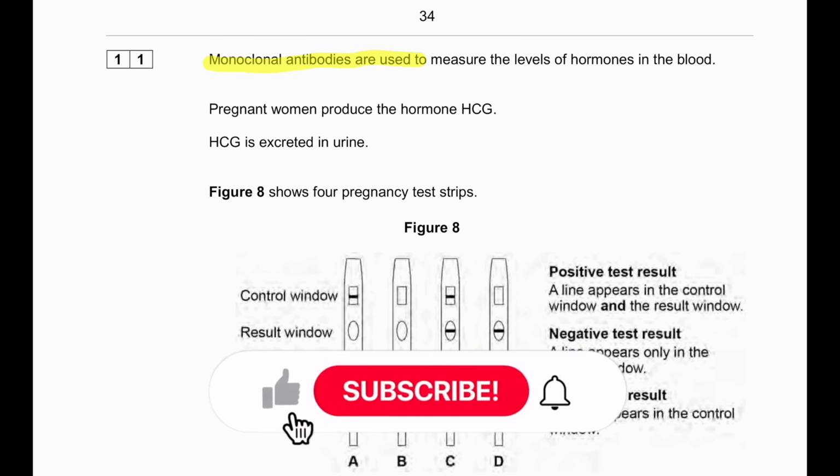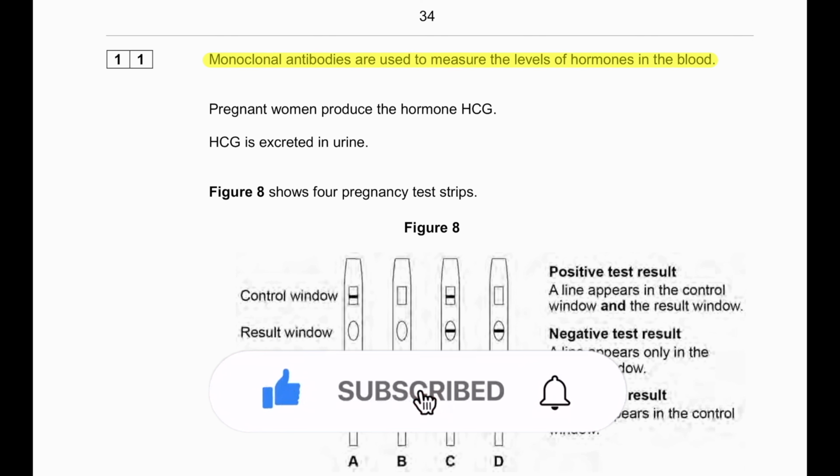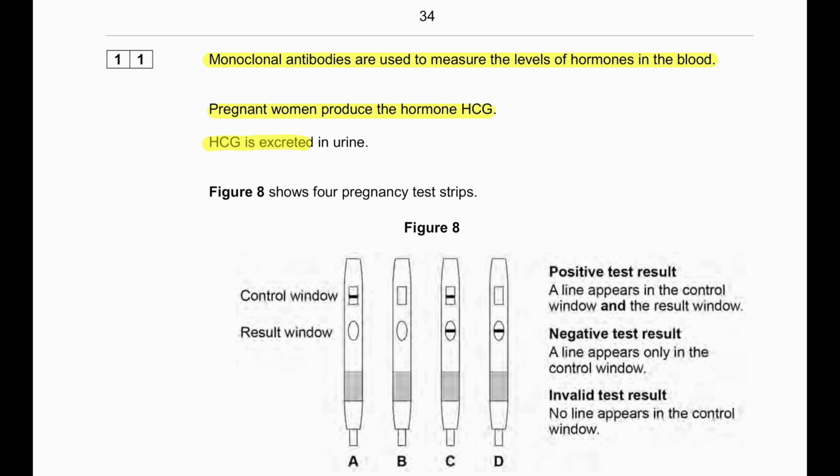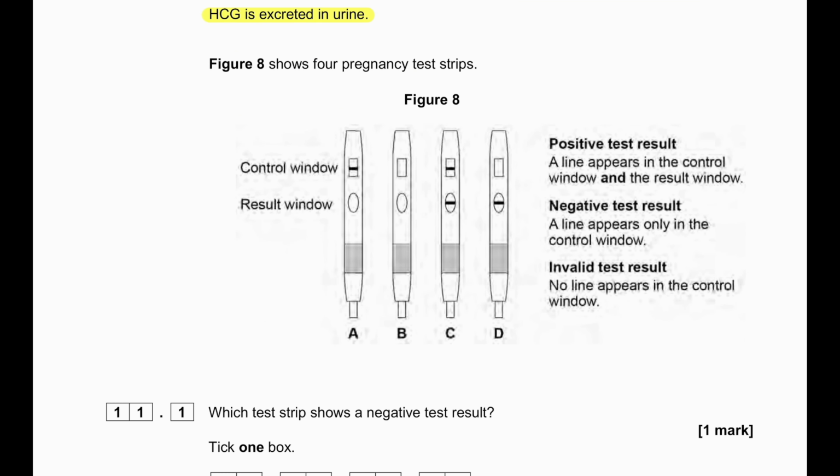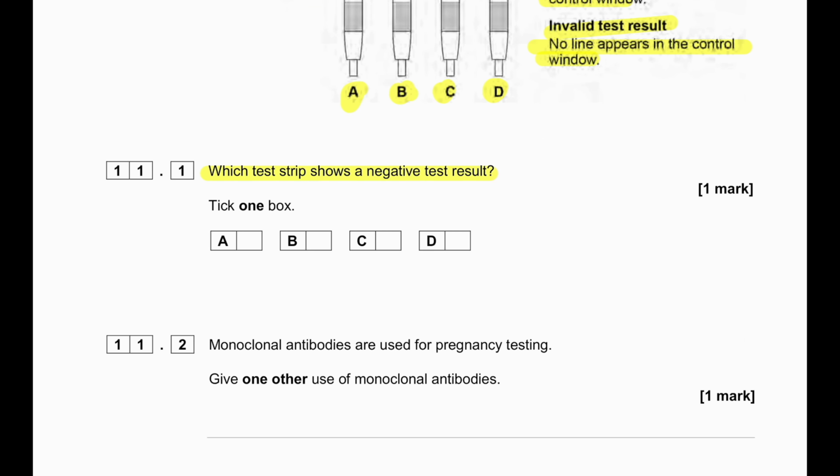Monoclonal antibodies are used to measure the levels of hormone in the blood. Pregnant women produce the hormone HCG. HCG is excreted in urine. Figure 8 shows 4 pregnancy test strips. We can see a control window and a result window, with A, B, C, D. Positive test result: a line appears in the control window and the result window. Negative test result: a line appears only in the control window. Invalid test result: no line appears in the control window. Which test strip shows a negative test result?